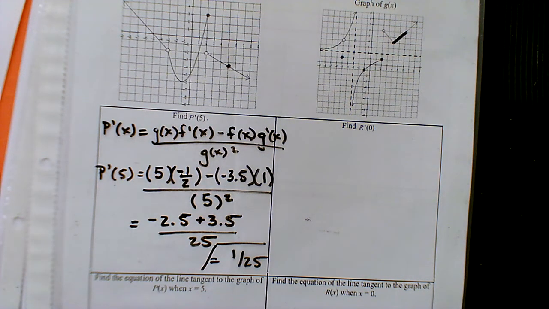That's really shallow, isn't it? You go up 1 over 25. It's a really shallow slope.